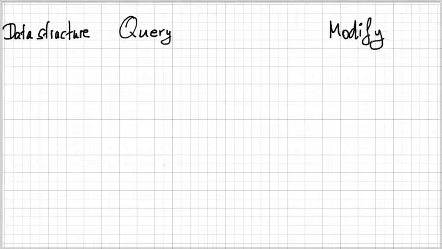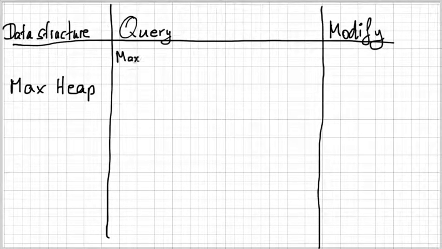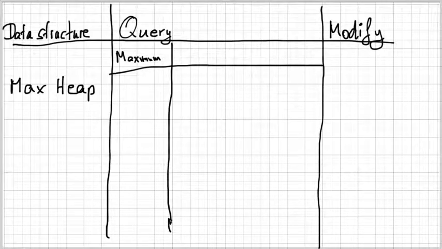To motivate binary search trees, let's have a look at the data structures that we know and have a look at what they're good at and what they're not so good at. So data structures, we want to be able to do queries and we want to be able to do modifications. So one of the data structures we've seen are max heaps. Max heaps are good for finding the maximum. We can do that in constant time.